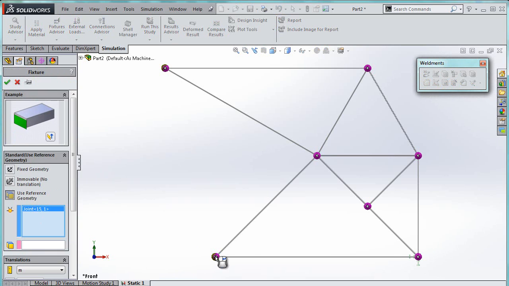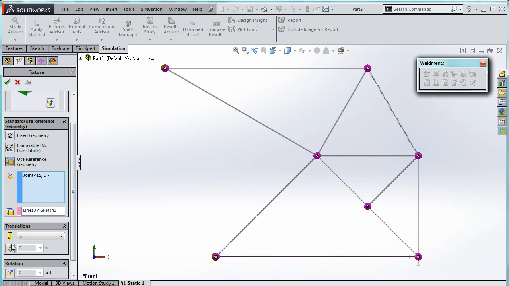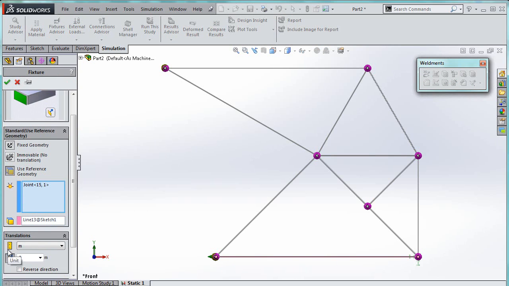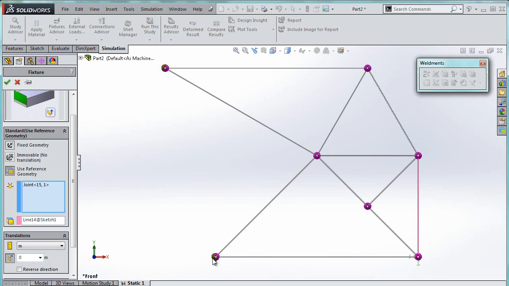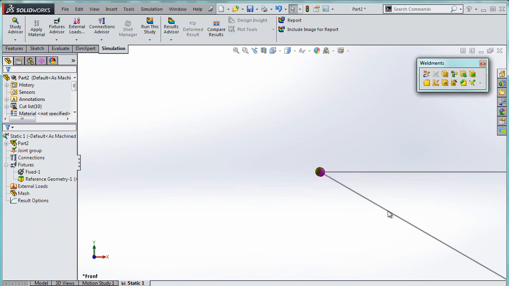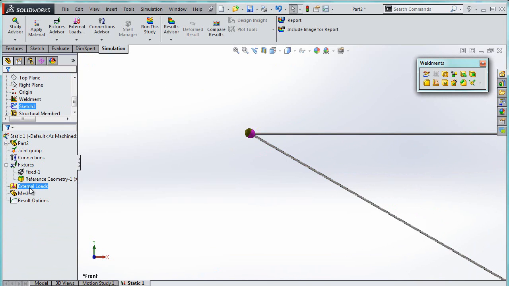So I'm going to use reference geometry, click a point, click some kind of a plane thingy, except that's not the direction I want the translation to be had. Delete. I actually want the translation to be limited in the uppy-downy direction. So there's my uppy-downy arrow, says you can't go that way anymore. I'm like, yay, thank you. All right, now I need a force up here, so an external load.